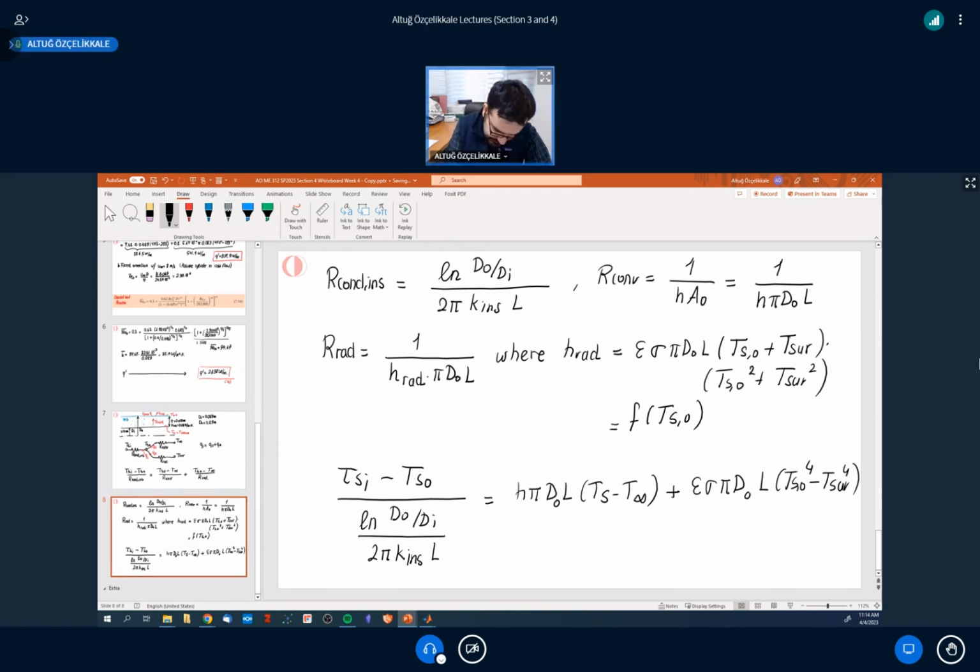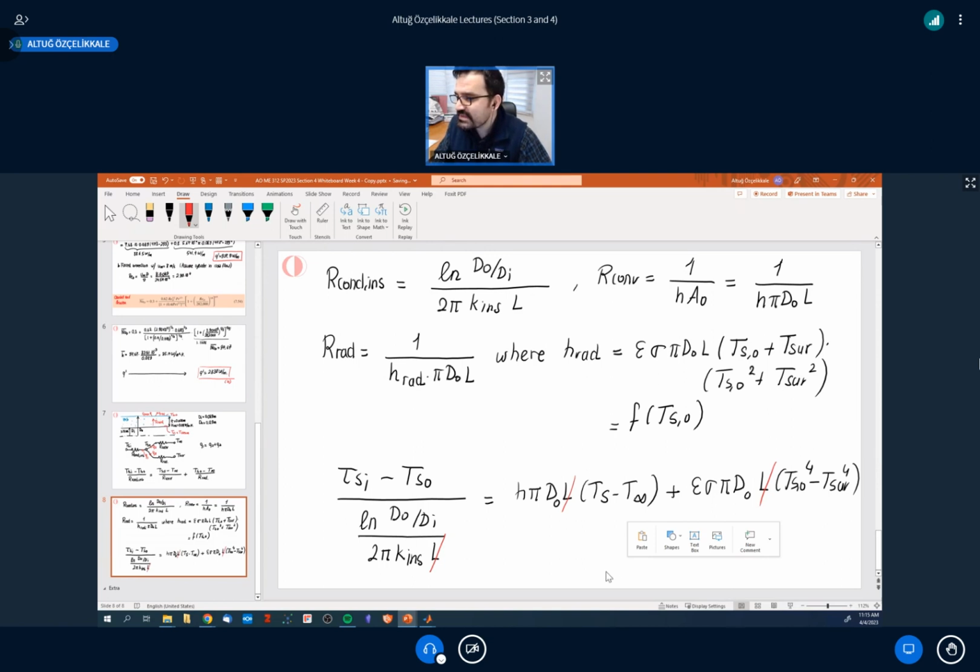Anyway, the L's get cancelled out, and we are ending up with an equation. We know TSI, we know the diameters, we know emissivity, we know all these parameters over here except for TSO. So for the various values of h that we obtain in part A and part B, this is a nonlinear function of TSO. If we collect all terms on one side, we can set up a root finding problem. The TSO is going to be the root of that equation. So I have done this.